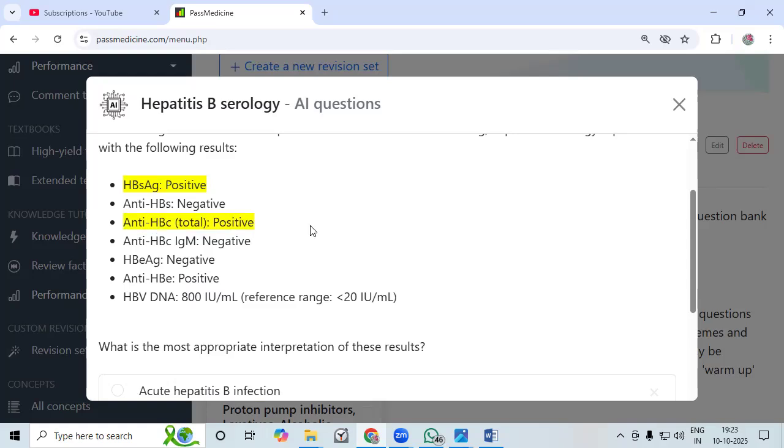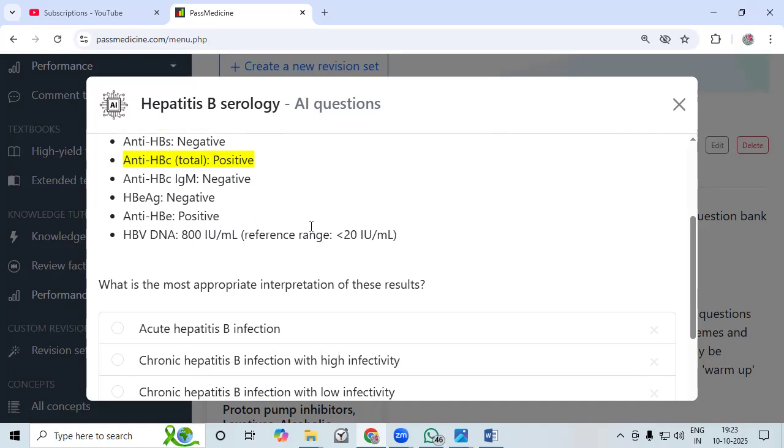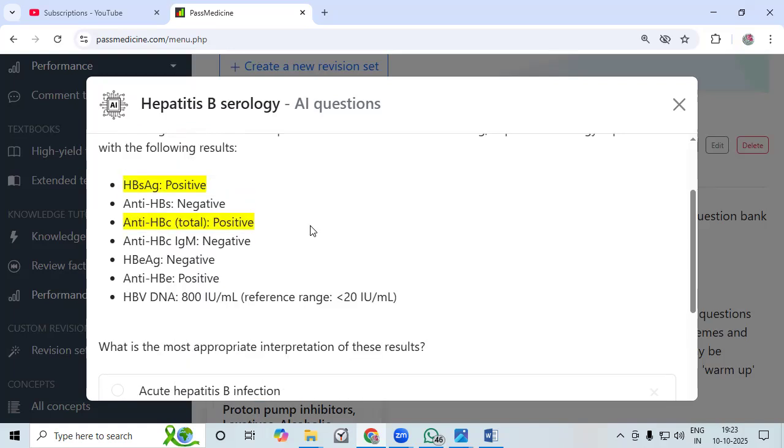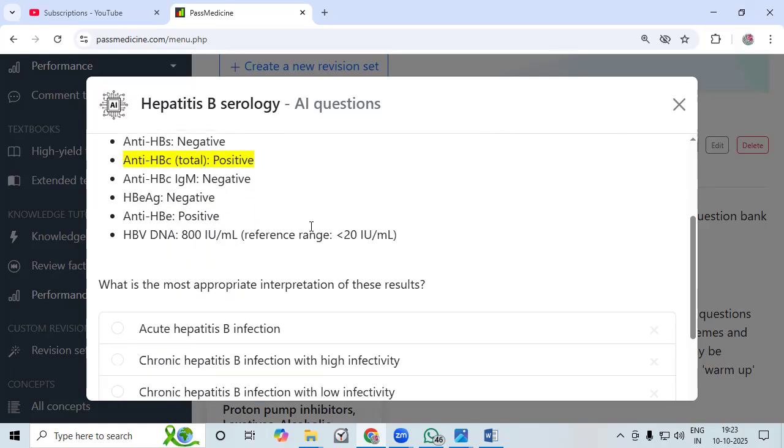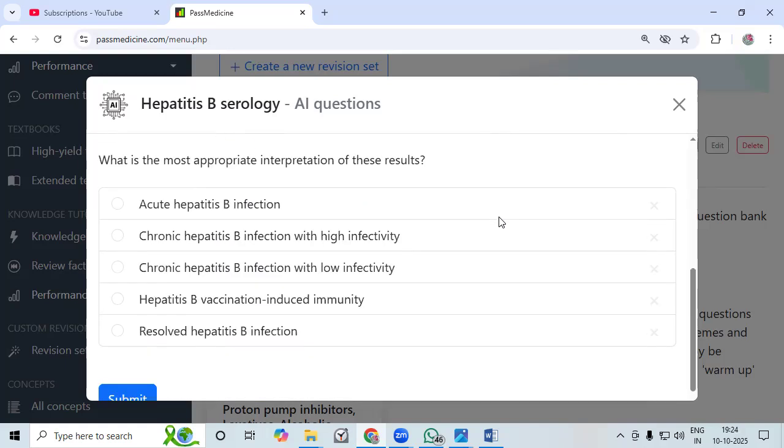So there is antibody against the core antigen, and then anti-HBc IgM is negative. IgM is negative, so it is going towards chronic. Anti-HBs negative. Anti-HBe is positive. HBV DNA is 800 international units, and it should be less than 20. So what are the options?